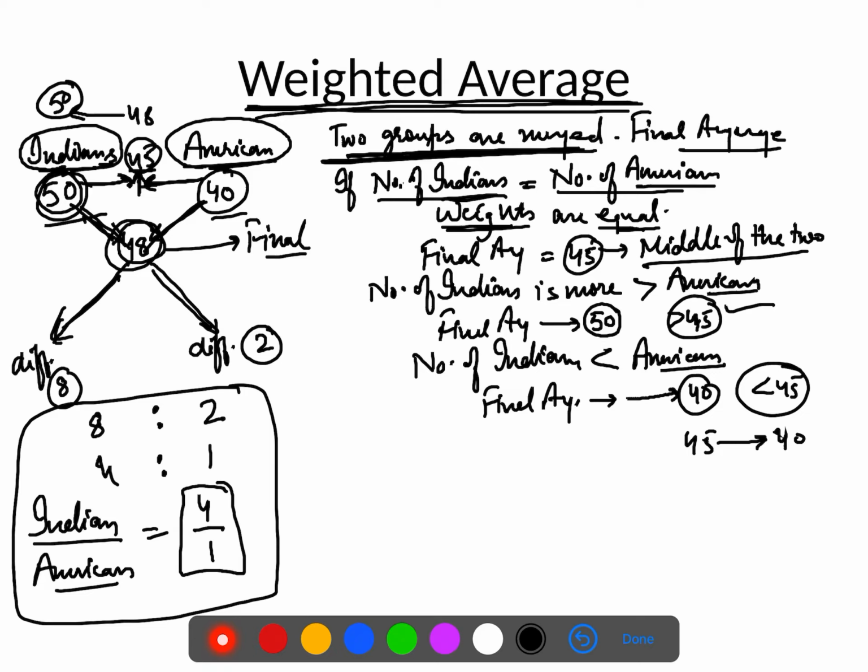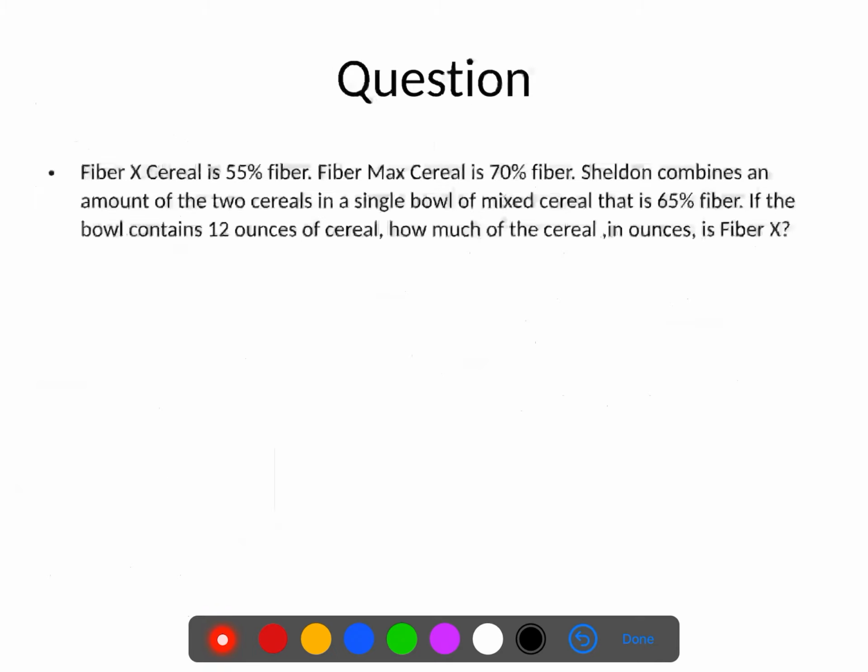Let's take few examples and try to see how can we visualize the situation, how can we identify that a particular question will be done by this method. Fiber X cereal is 55% fiber, Fiber Max cereal is 70% fiber. So two kinds of cereals are there. Sheldon combines an amount of the two cereals in a single bowl. Okay, so Fiber X and Fiber Max, they are combined to make a bigger single bowl. So that's the situation. Two groups are getting clubbed.